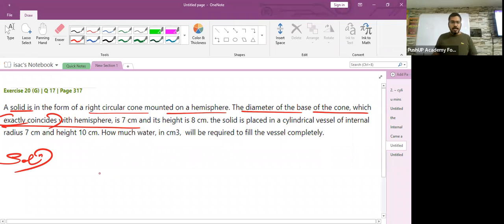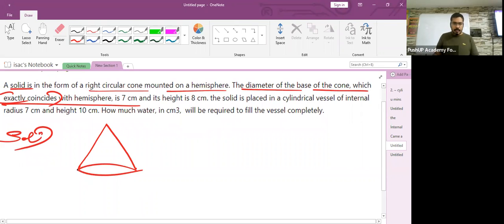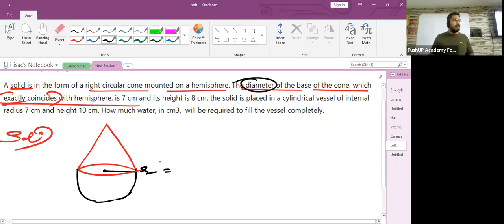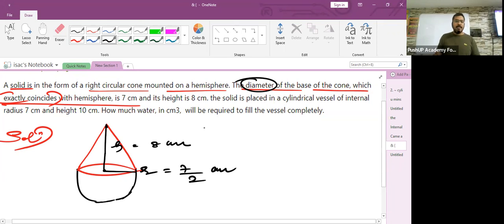Okay? So children, let me first of all draw the figure. This is your cone. And this is the hemisphere. Now, since the base of the cone and the base of the hemisphere are coinciding, I can say the radius is shared. How much is the radius? The diameter is given, how much is the radius? The radius will be 7 by 2 centimeters. It's not 7 because the diameter is given to you. 7 by 2, perfect. And what is the height of the cone? It is 8 centimeters.